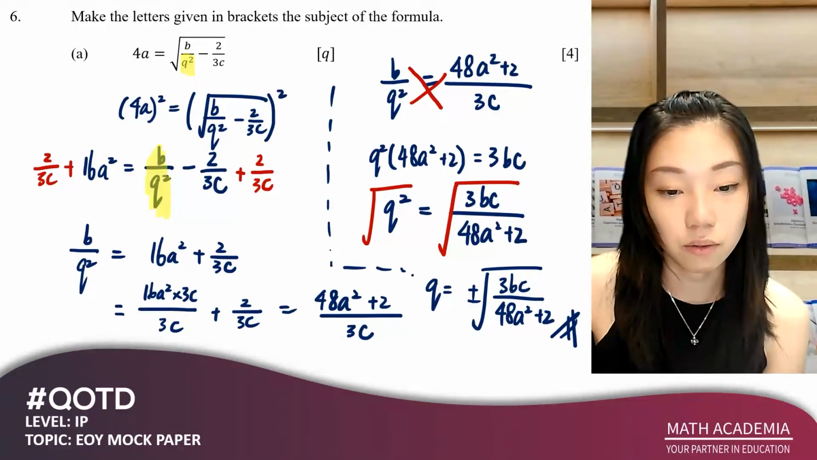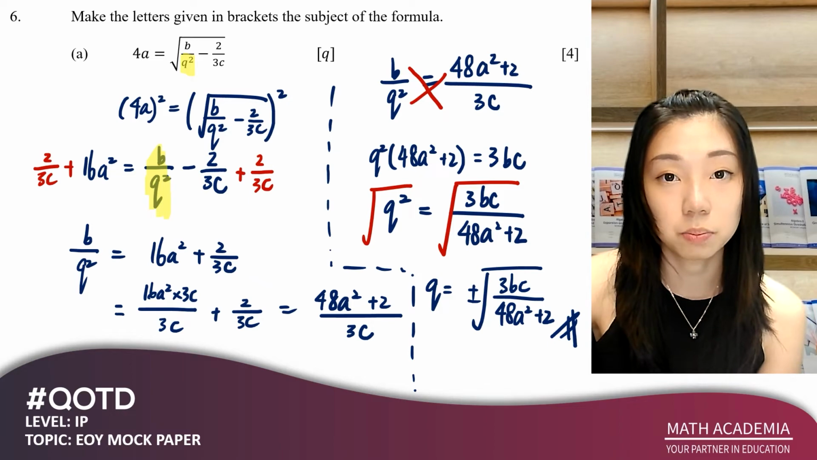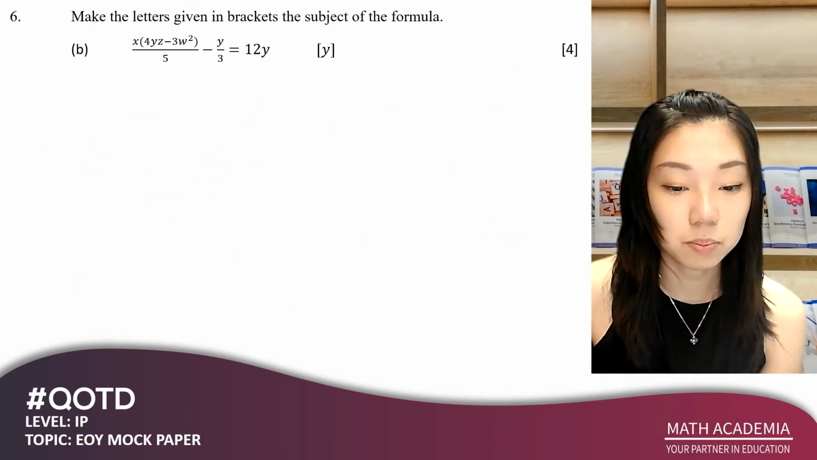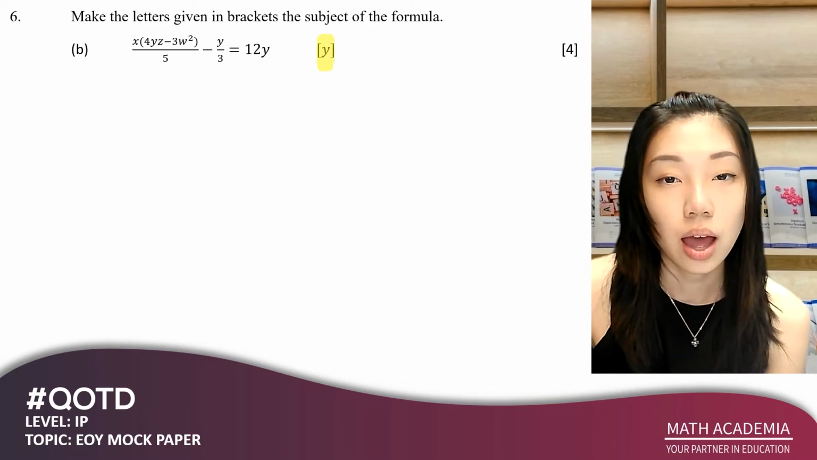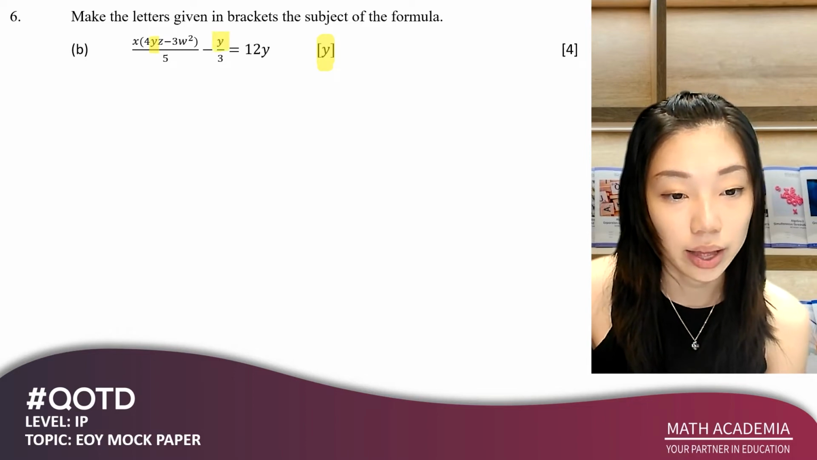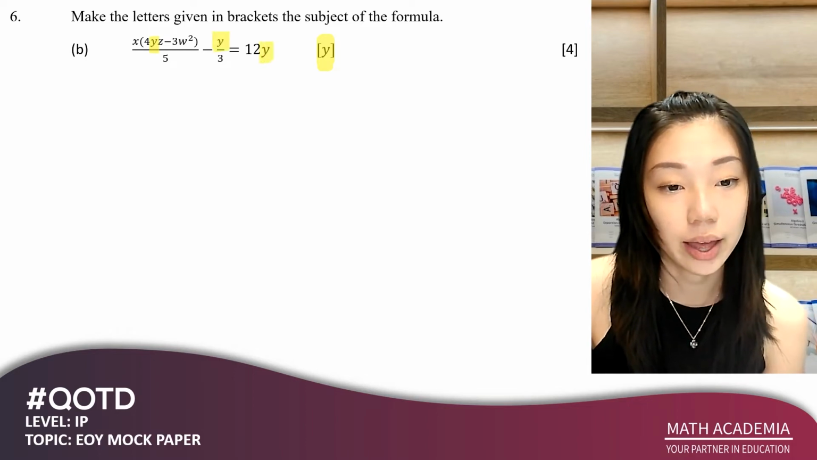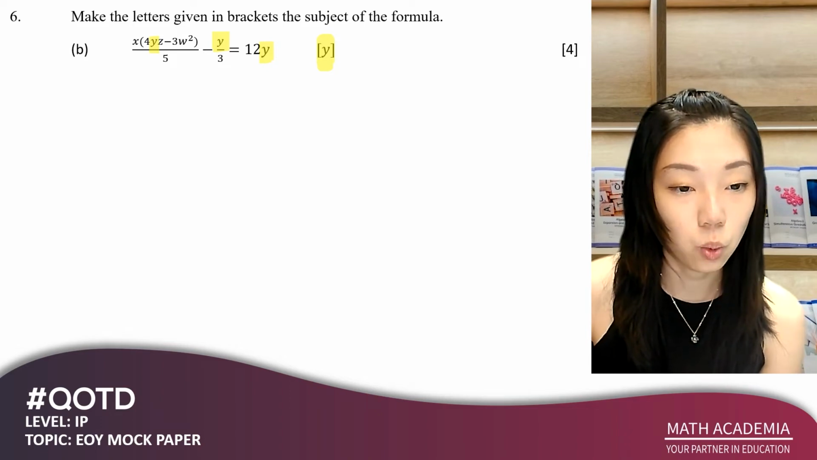Okay, this is the answer for question 6 part A. Let's look at question 6 part B. Question 6 part B requires us to make y the subject of the formula. If I were to observe what I have in this expression, let me find my y. My y, I have it here, here, and here. So all three terms have y.